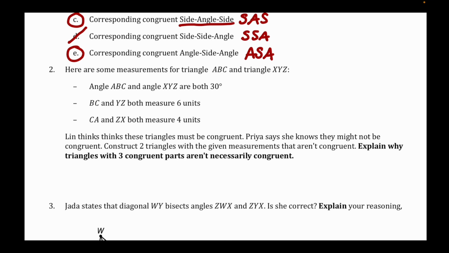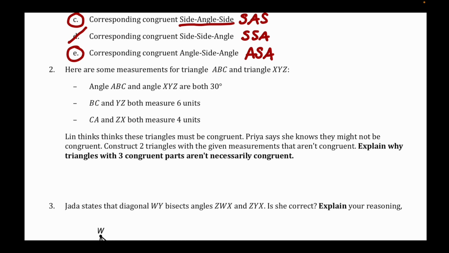So we have angles ABC and XYZ are both 30 degrees. Then we have BC and YZ both measure 6. And then CA and ZX both measure 4. Lynn thinks these triangles must be congruent. Priya says she knows they might not be congruent.